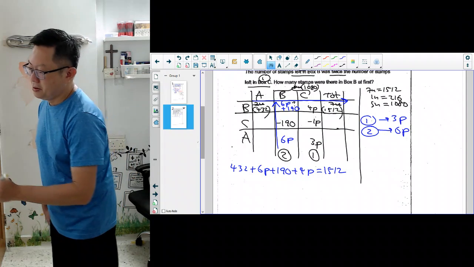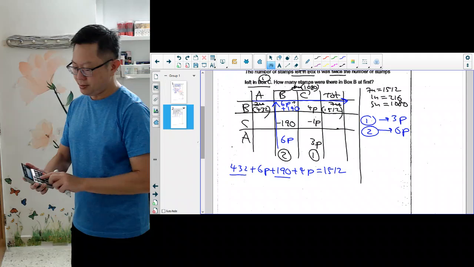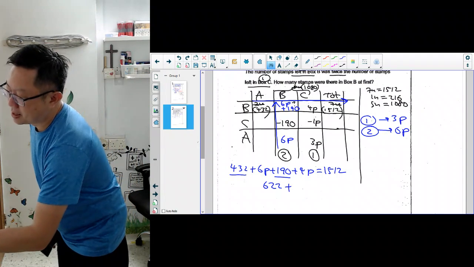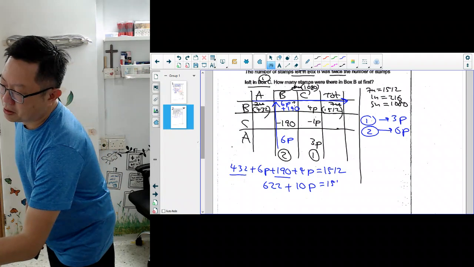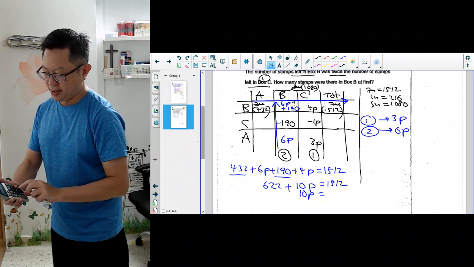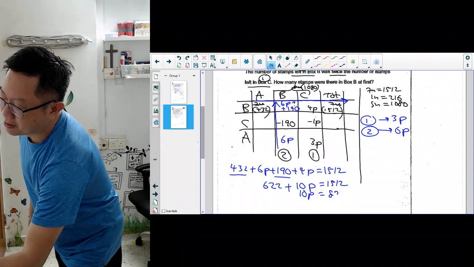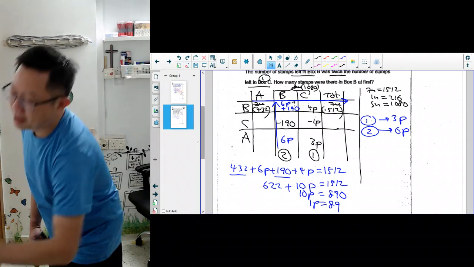Then you add up the whole numbers. So 432 plus 190, and you will get 622. Then 6 parts plus 4 parts is 10 parts, which is equal to 1512. Your 10 parts will be 1512 minus 622, and you will get 890. Your 1 part will be 890 divided by 10, so your 1 part is 89.